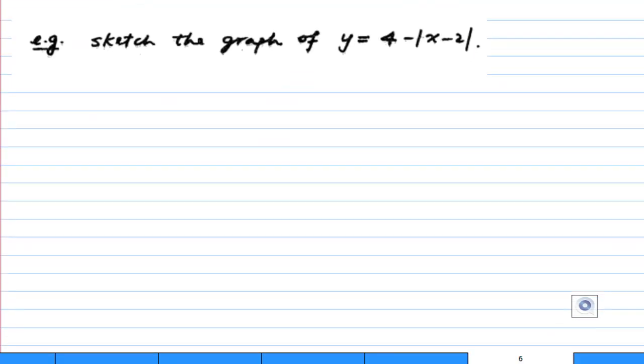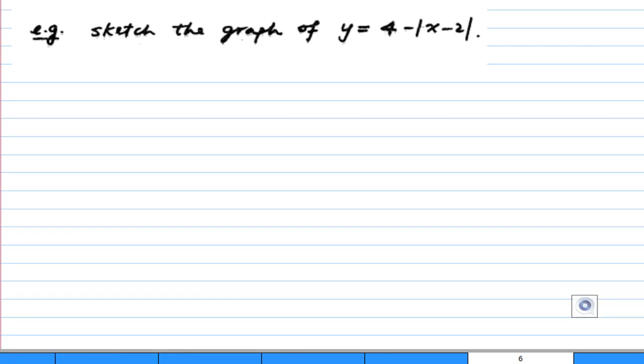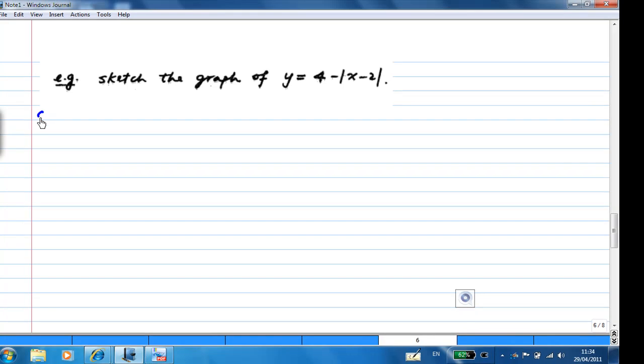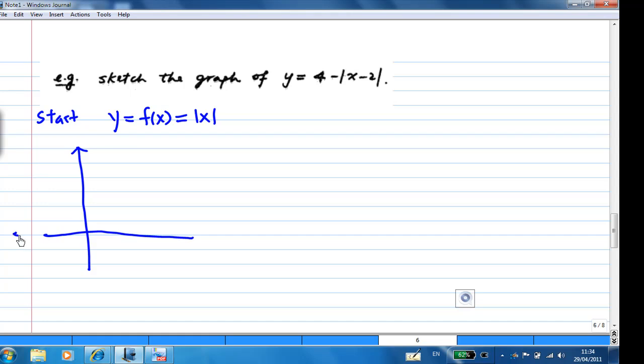Let's look at the example. Now this is a little bit more complicated here. I have asked you to sketch the graph of y equal to 4 minus absolute value of x minus 2. So how do we start? First, you start by a simple one first. What is y equal to f of x equal to? To start with, maybe I start with the absolute value of x first. Let's draw out the graph of y equal to absolute value of x. It looks like this. Okay, this is y equal to absolute value of x.